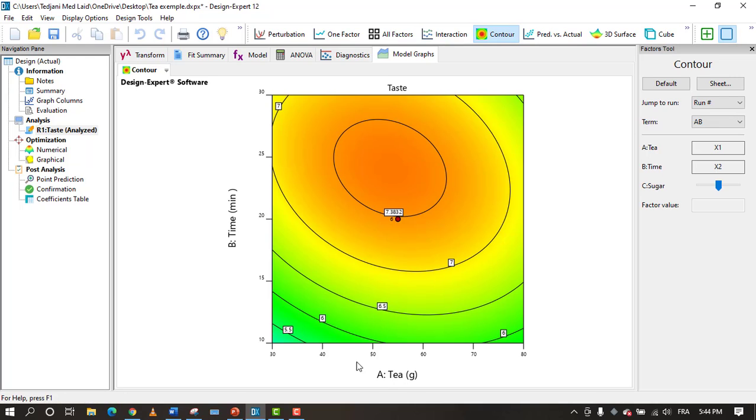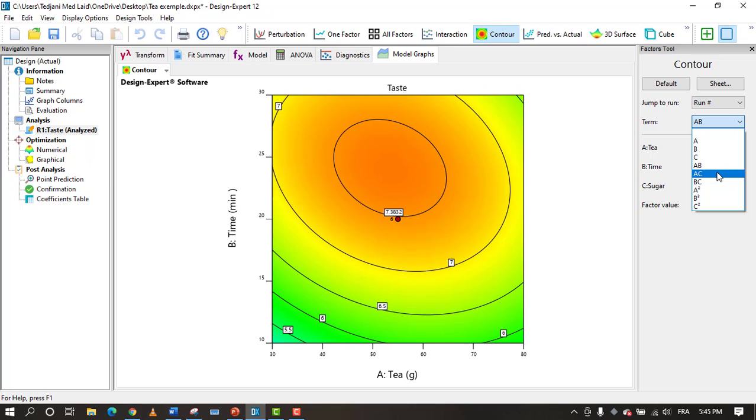On the other hand, changing the amount of dry tea leaves on our taste wasn't that significant. As we can see here, changing the amount of tea from 30 grams to 80 grams hasn't affected the taste of tea significantly, from 5.5 to 6, which is only a small effect on the response.